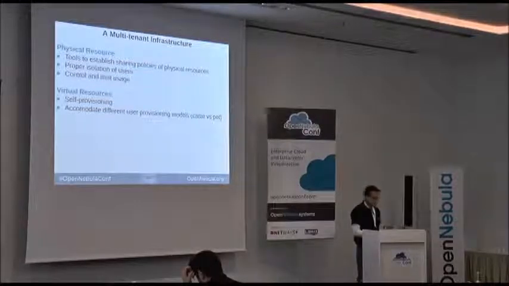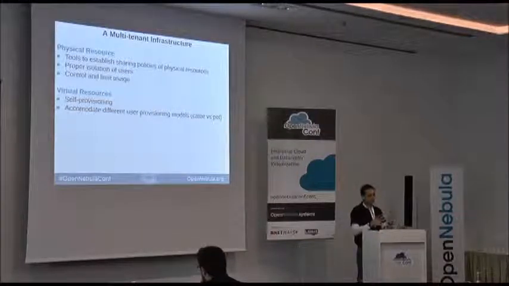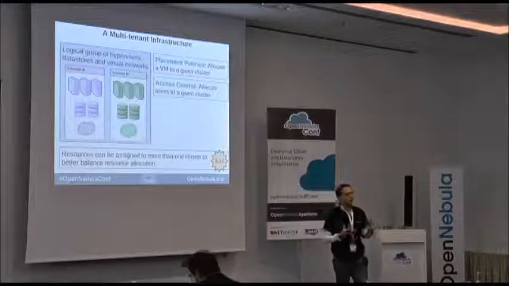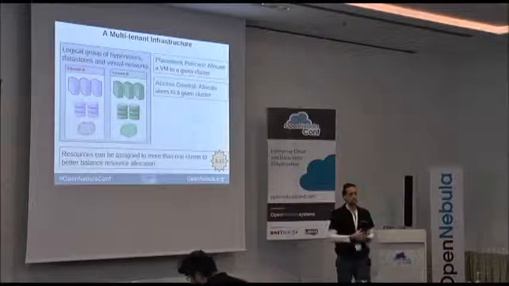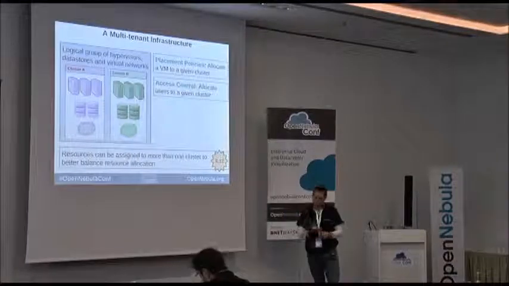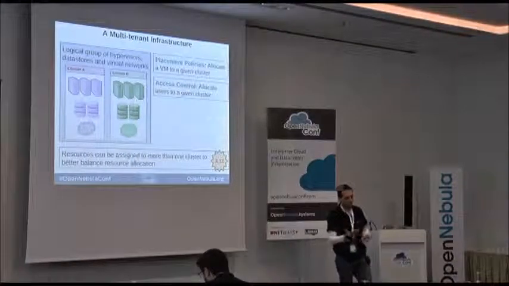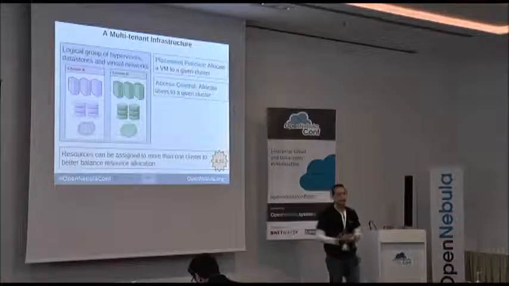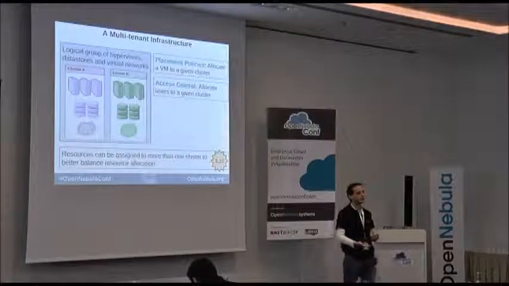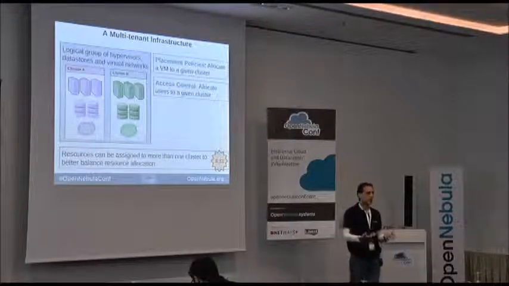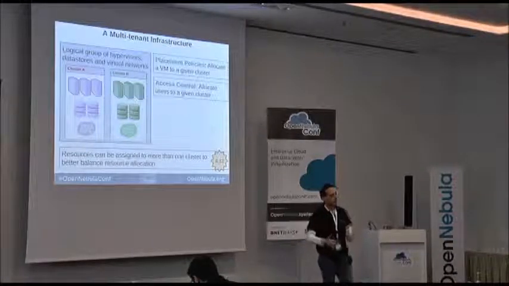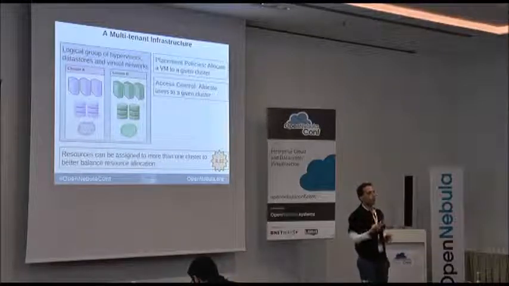So let's start with the features we have or we are developing in terms of the physical resources itself, right? The first abstraction we implemented to reach the goal of having a multi-tenant infrastructure is the cluster. A cluster is a logical group of hypervisors, data stores, and virtual networks. Logical means that they don't have to be in the same rack or in the same physical location. You group them logically for basically 2 different reasons.